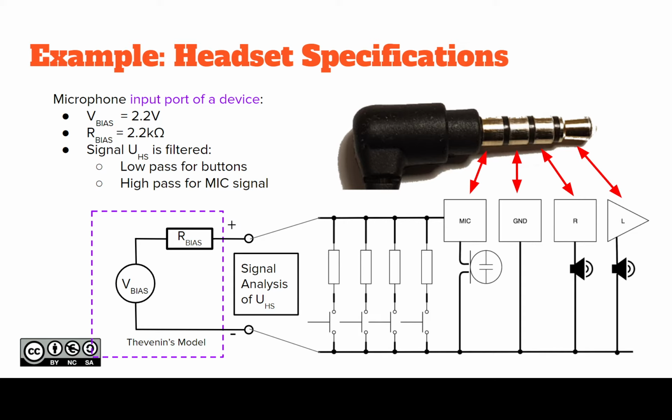so that you have this signal analysis. It has the amplifier to amplify that AC signal coming from the microphone. So the power supply for that microphone is from that very simple 2.2 volt and 2.2 kilo ohm Thevenin model, and this is directly from the specifications. Okay, so that's the microphone signal.